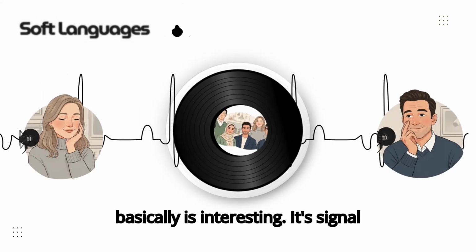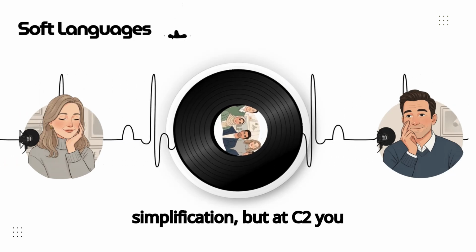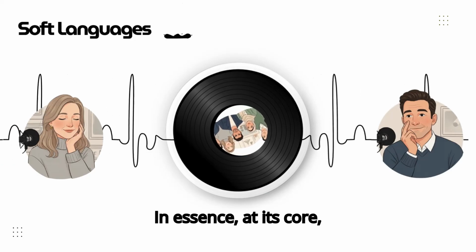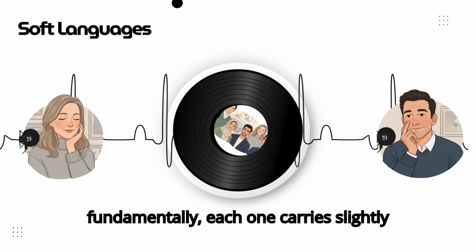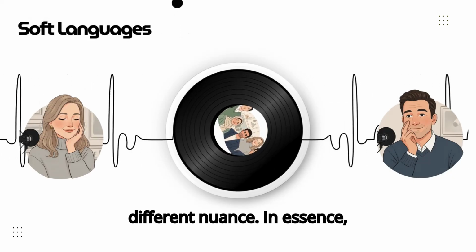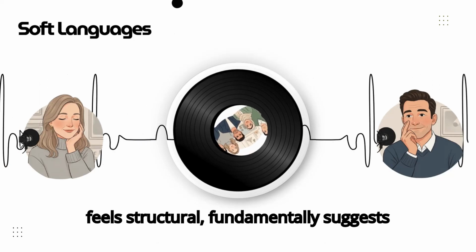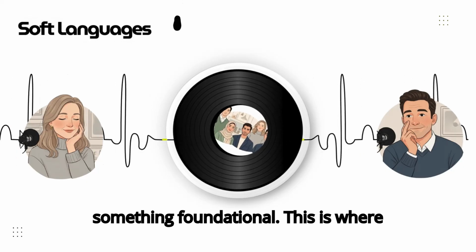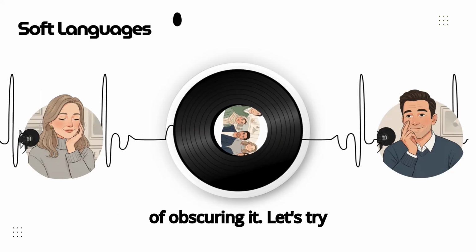That word, basically, is interesting. It signals simplification. But at C2, you can choose more precise alternatives. In essence, at its core, fundamentally. Each one carries slightly different nuance. In essence, feels analytical. At its core, feels structural. Fundamentally suggests something foundational. This is where advanced vocabulary helps clarity instead of obscuring it.